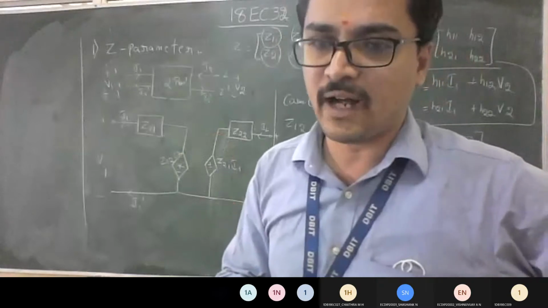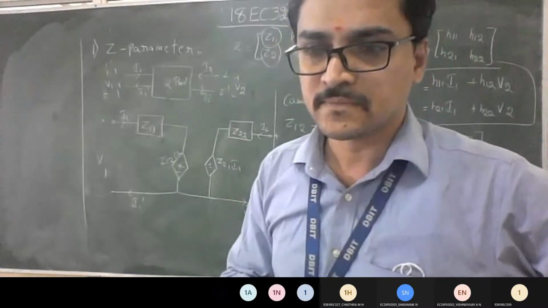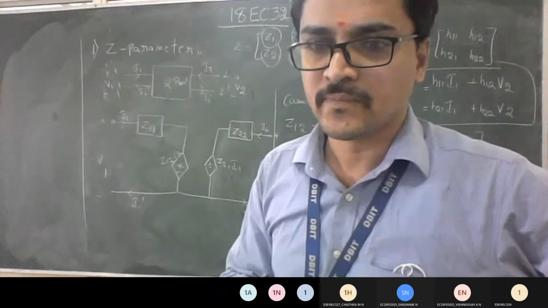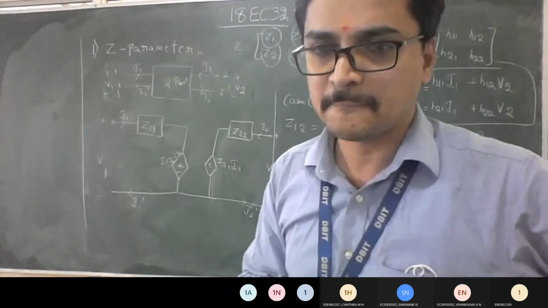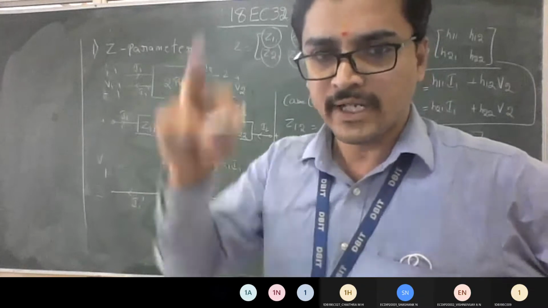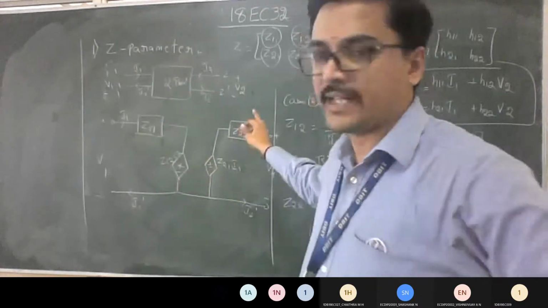What is the unit for your admittance? Impedance, if it is ohm, what is the unit for admittance? Mho, sir. Mho. It's the reverse of your ohm, correct? So from that you can get the answer.